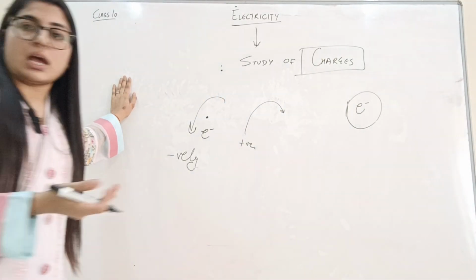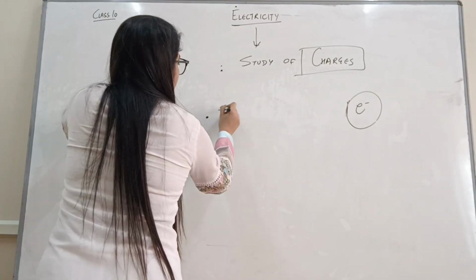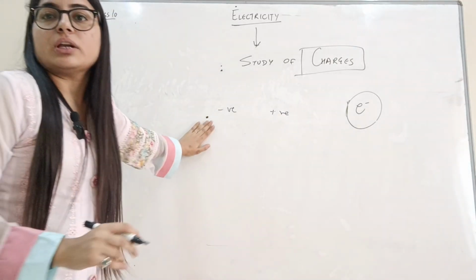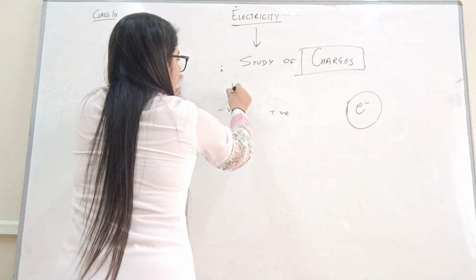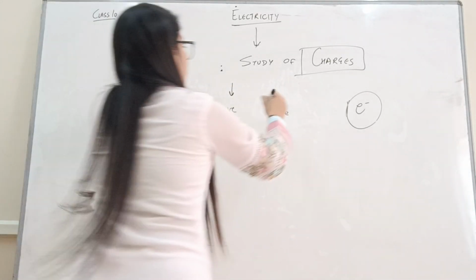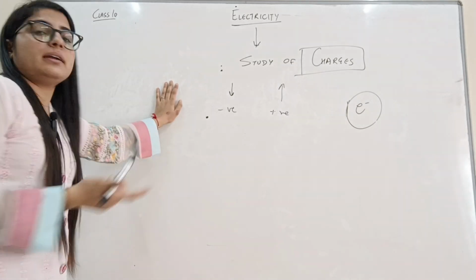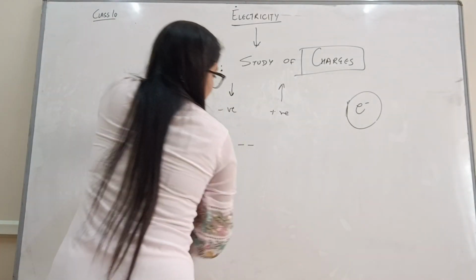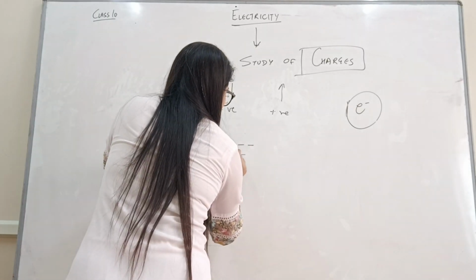So whenever I say charge, we have two types of charges. First is a negative charge and the second is a positive charge. Negative, which gains an electron, positive, which loses an electron. Clear? When there are two negative charges, we say like charges. These two repel each other.